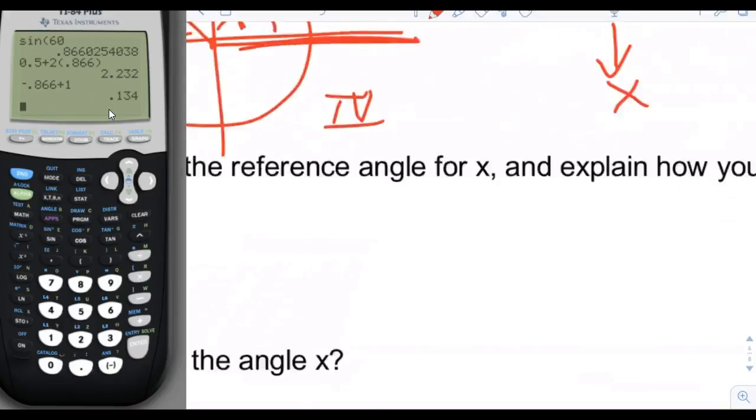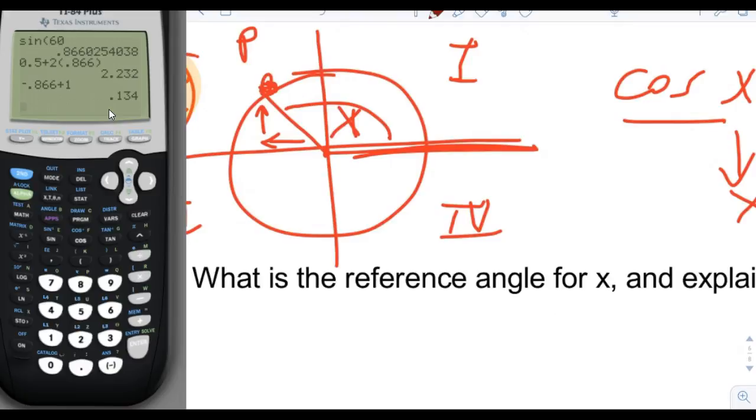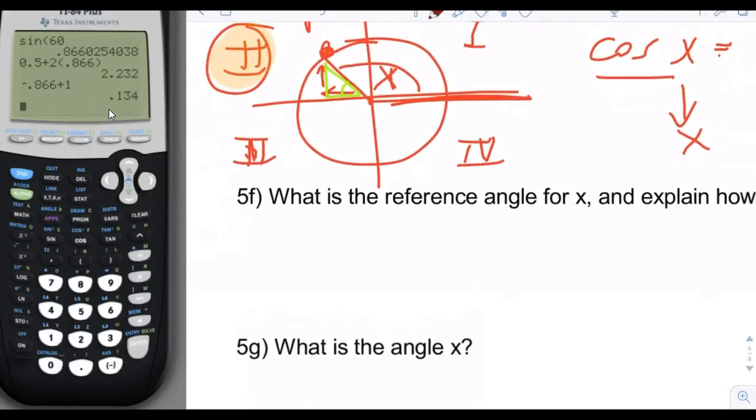What is the reference angle for X, and explain how you calculate it? Well, the reference angle for X is going to be the angle for this triangle here, but a positive version of that angle. So here we have the angle X, and we don't know what the angle X is yet, but we're going to figure it out. And then what's left over in this green triangle, I'm going to draw green here just like I did above so you don't get confused.